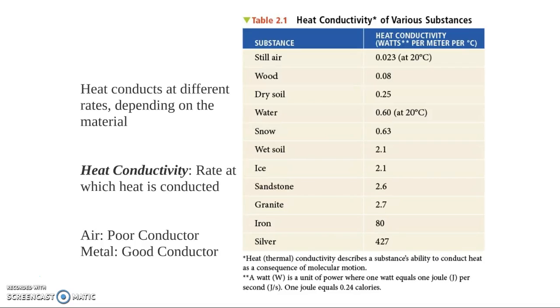Now, in terms of the atmosphere, this is important because air is a very, very poor conductor. It conducts heat even worse than wood. Air is not very good at conducting heat. Therefore, conduction is not the primary method of heat transfer in our atmosphere.